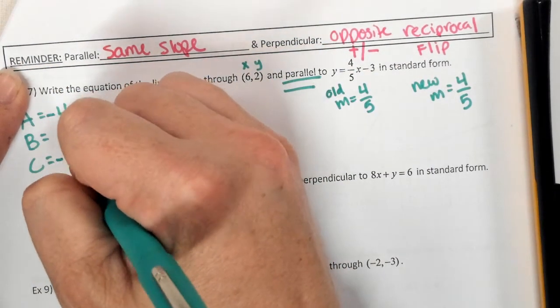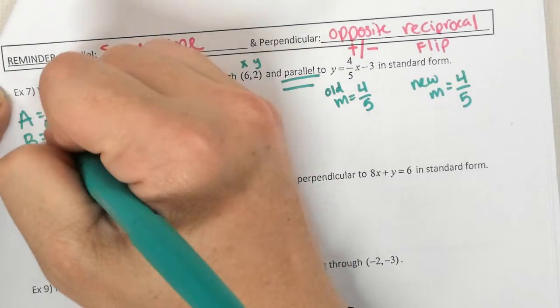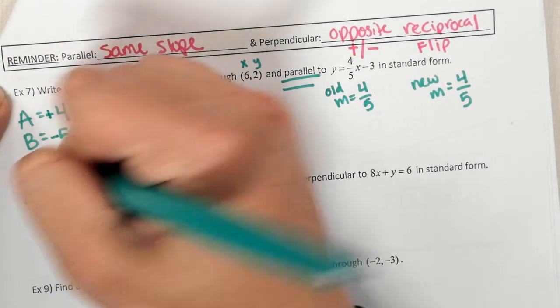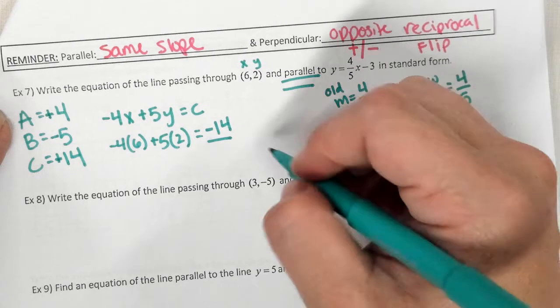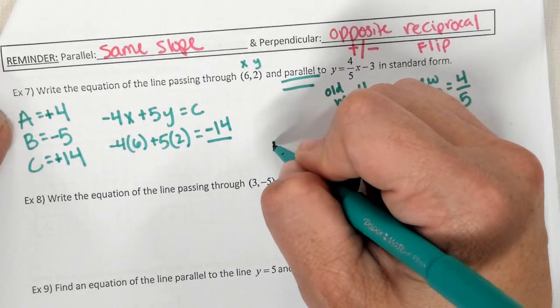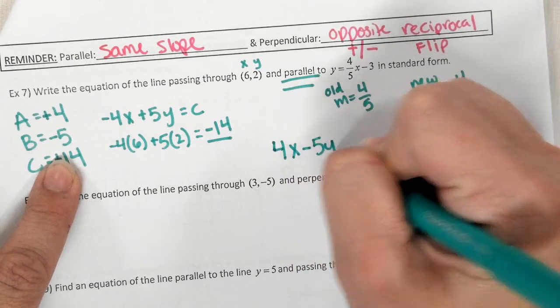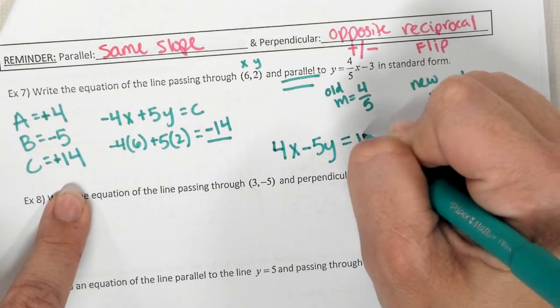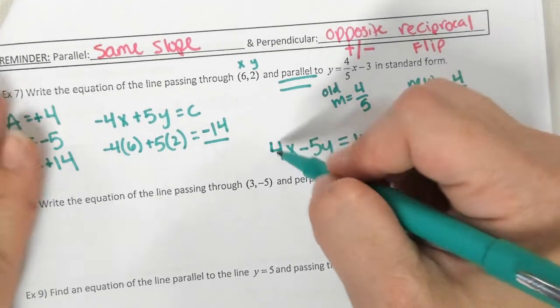Now, am I ready to plug it into standard form? What's wrong? A is negative, so we're going to do opposite, opposite, opposite. And what's my equation? 4x minus 5y equals -14... positive 14. It became opposite. Hey, I missed it.